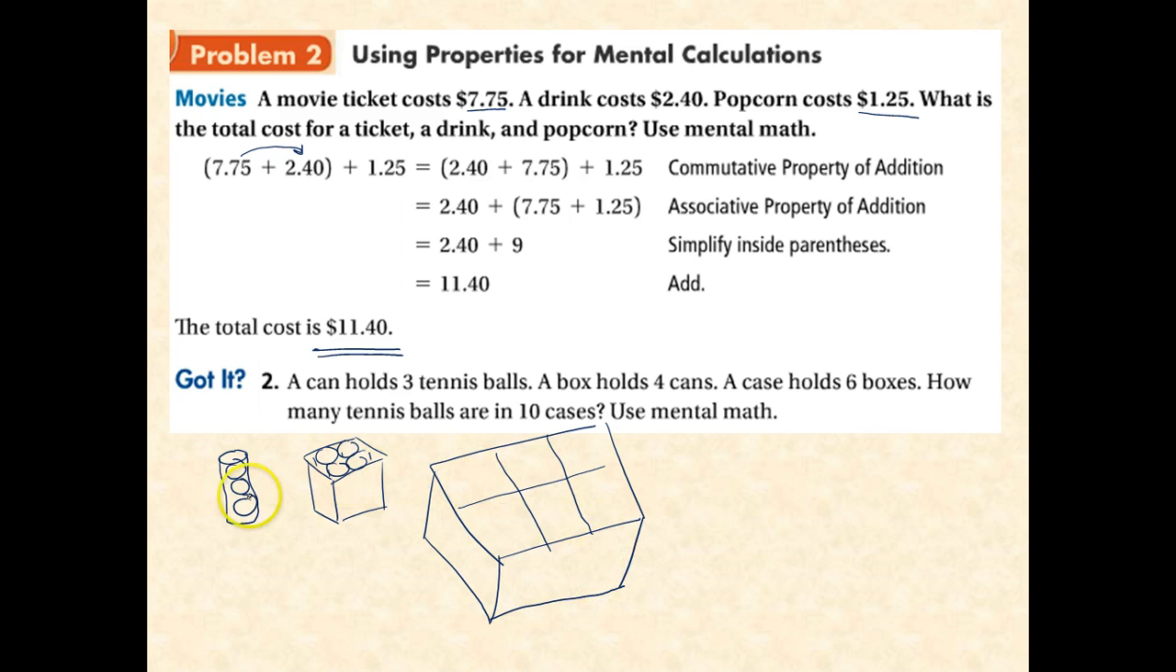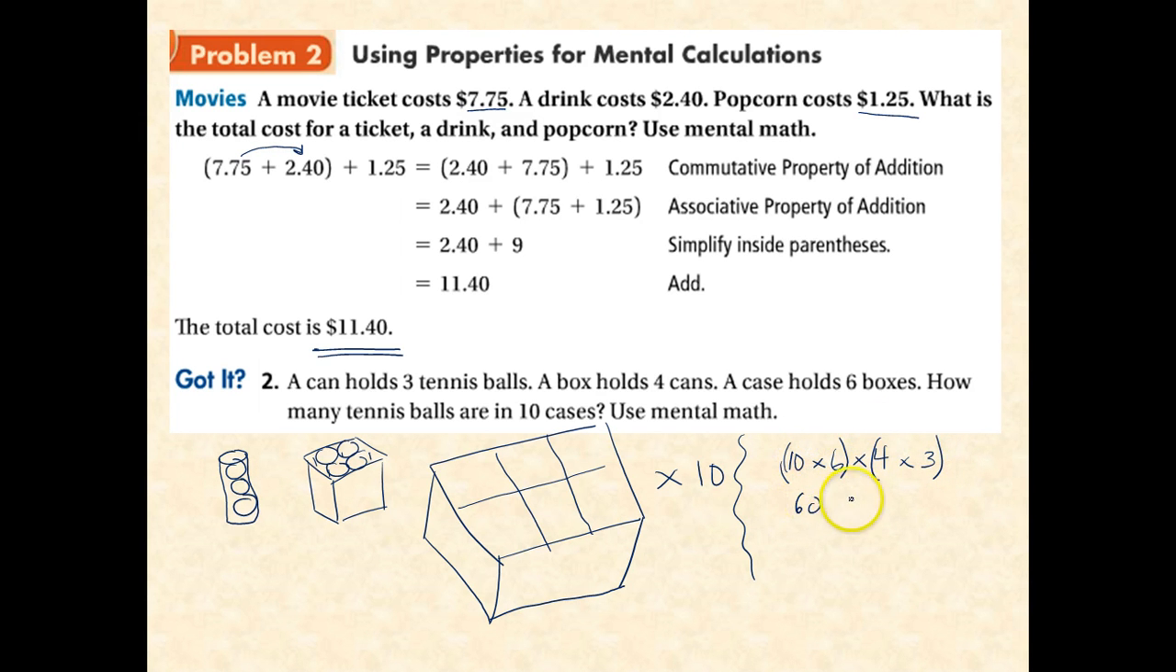Why am I doing this? Because, let's see, how many tennis balls are in 10 cases? Alright, so I'm going to do 10 cases times 6 boxes per case times 4 cans per box times 3 balls per can. And let's see, is there a good way to use any properties here? Well, I can use the associative property to group like this and like this.